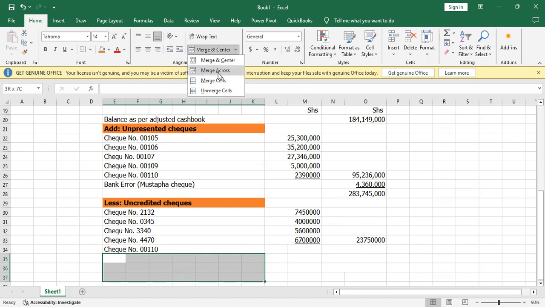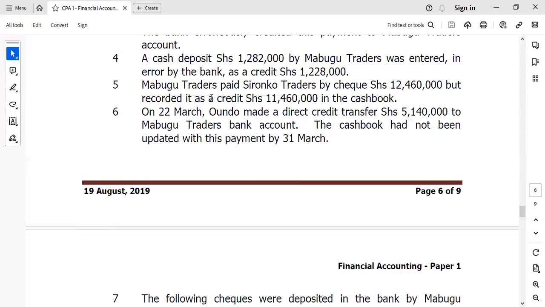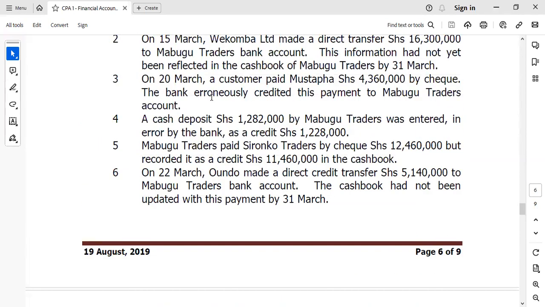Let's try to check on more errors. When it comes to the bank errors, it will depend on the error that was made. Some of these errors will be reconciled by an addition, others will be deducted depending on the error. So we have to first look at the error and then we see. So the other bank errors we have, let's try to check and see.